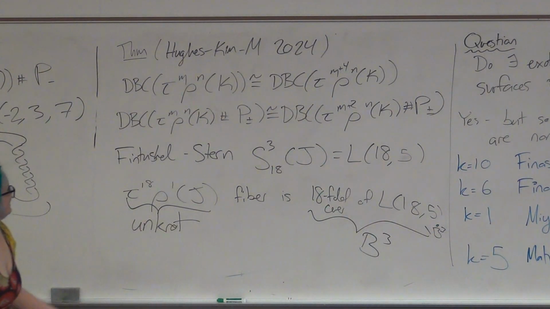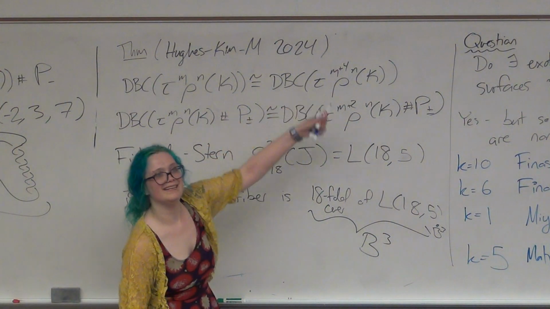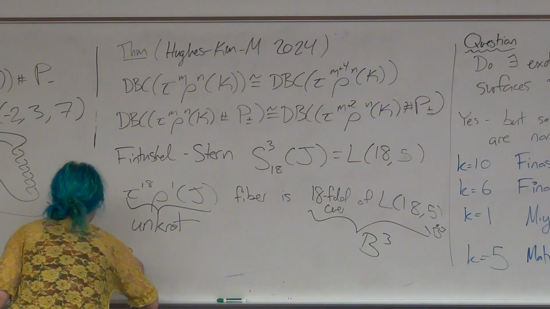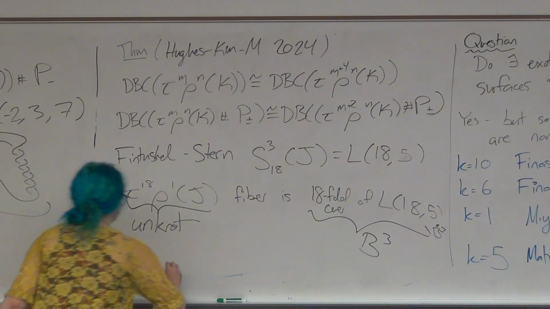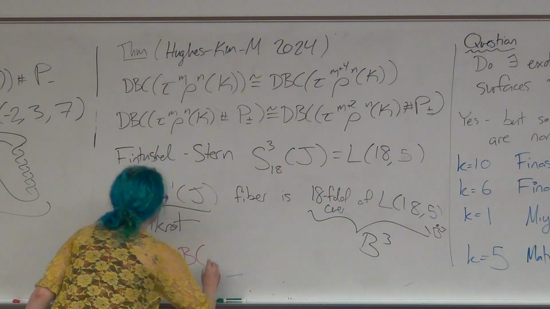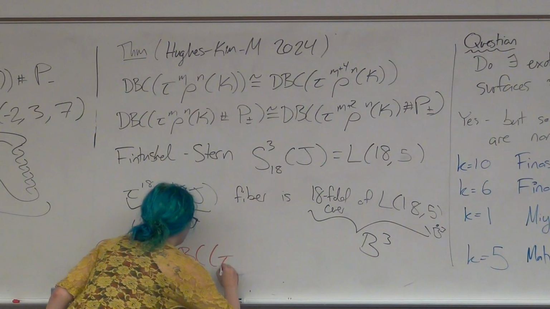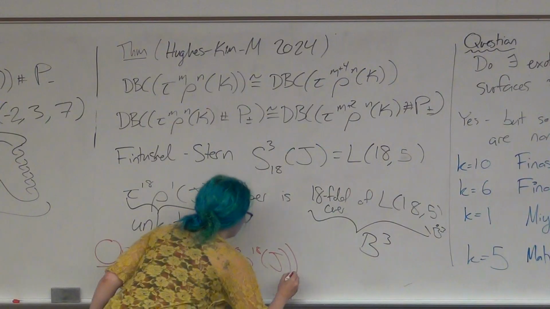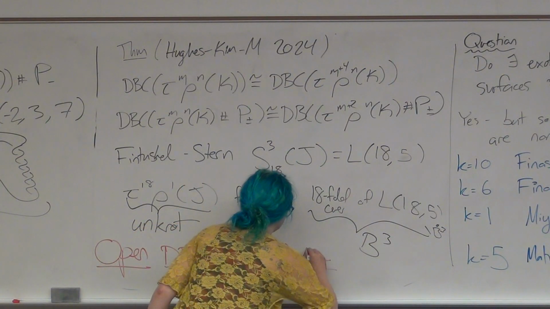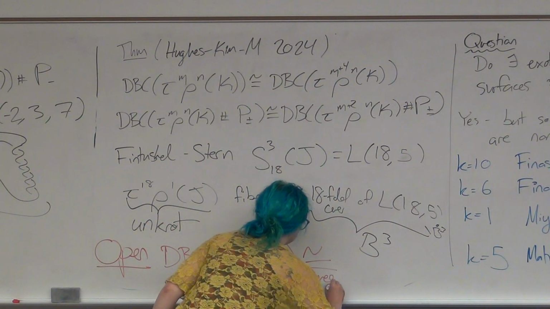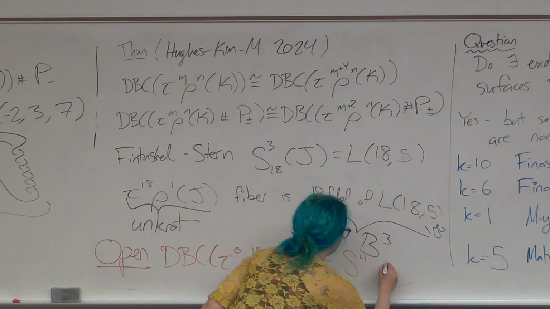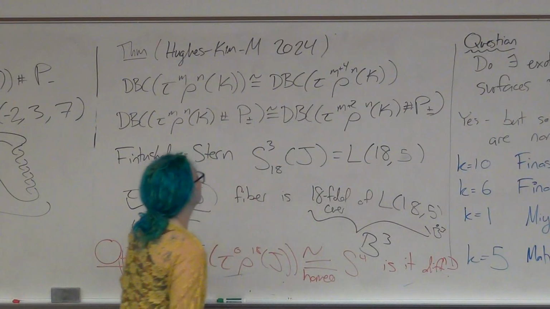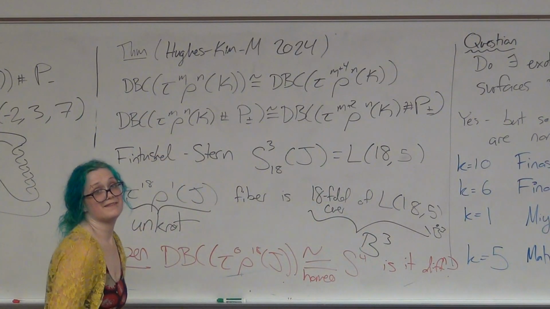But the really annoying thing is that 18 is 2 mod 4. So the remaining open question, it's a consequence of all of this that the double branch cover of just the 2-sphere part, tau 0 rho 18 of J, is a homotopy 4-sphere. It's homeomorphic to S4. Is it diffeomorphic to S4?